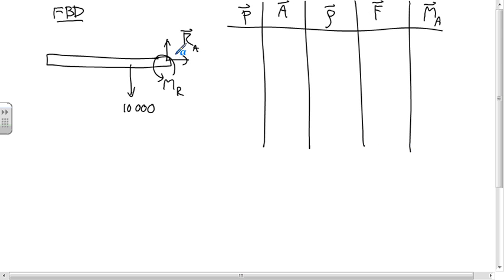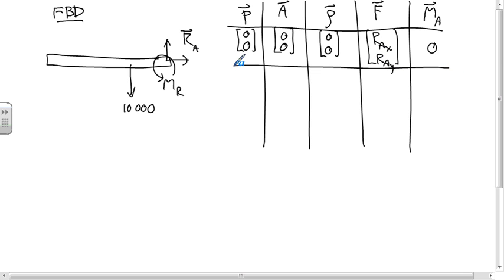So first I'll do the loads at the wall. We're calling that the origin. The about point is also the origin, so the row vector is 0. The force vector is RAX, RAY, and so the moment produced by that force vector is 0. And then we have the couple, and we don't care about any of these other values.